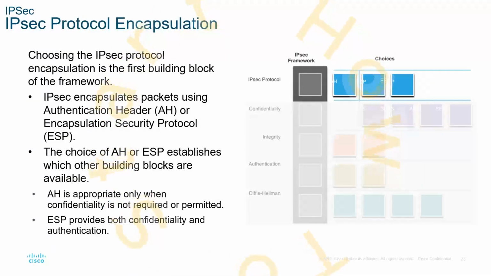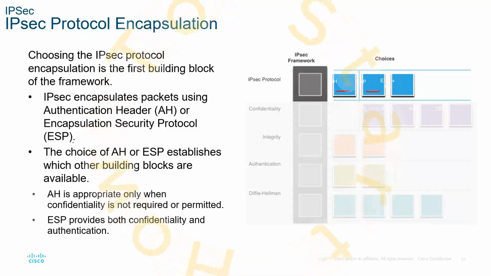So in that regard, let's look at our first section. AH is basically our authentication header, or that's AH. This is our encapsulation security protocol, ESP. So we can choose what to encrypt or what to encapsulate. Are we encapsulating the header or the entire packet? Or we can do both. So we can choose AH or ESP to establish the other locations.